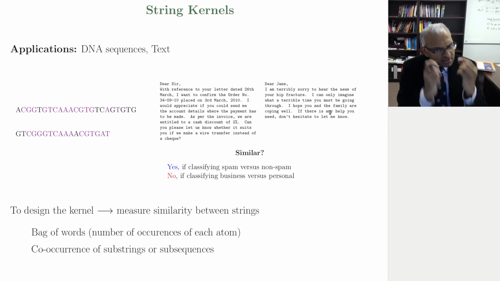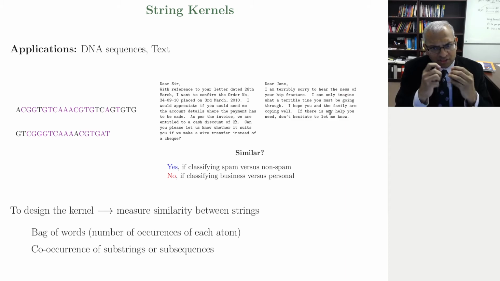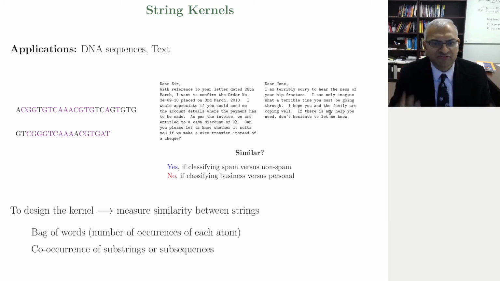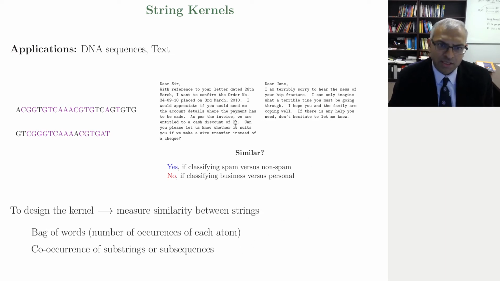Because this is the question you need to answer in order to derive a kernel, in order to define a measure of similarity. Now, your kernel can be based on the input, which is bags of words. But the first thing you have to ask yourself is, for my application, are these two pieces of text similar? If you are classifying spam versus non-spam, they are similar, because neither of these is spam.